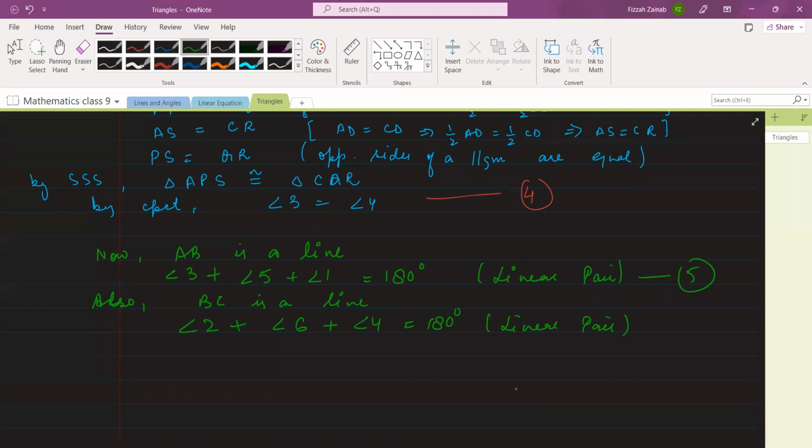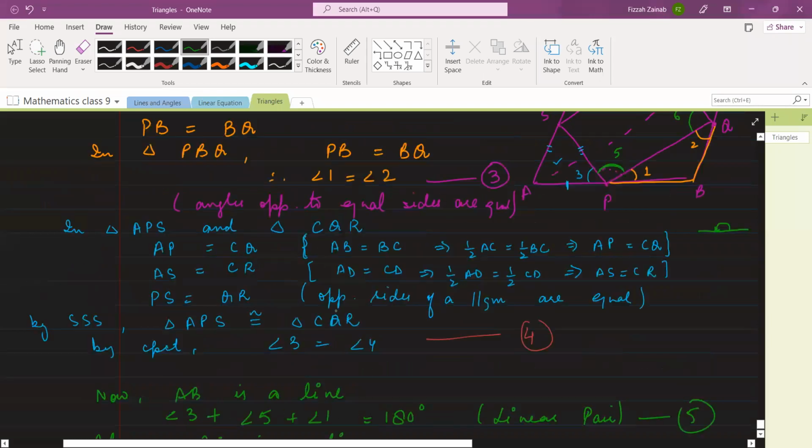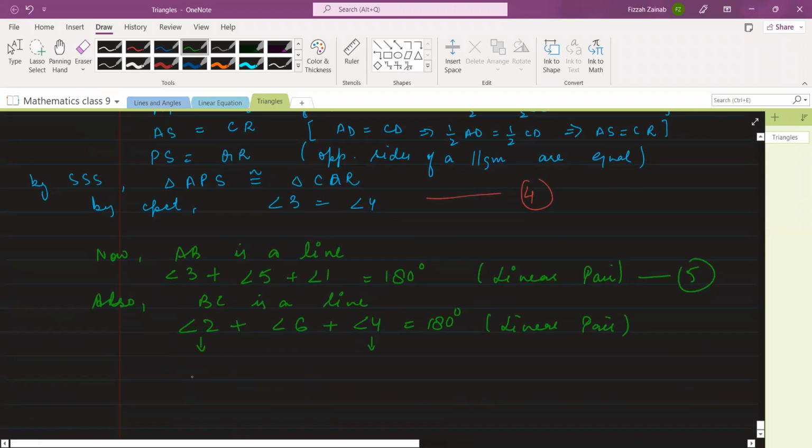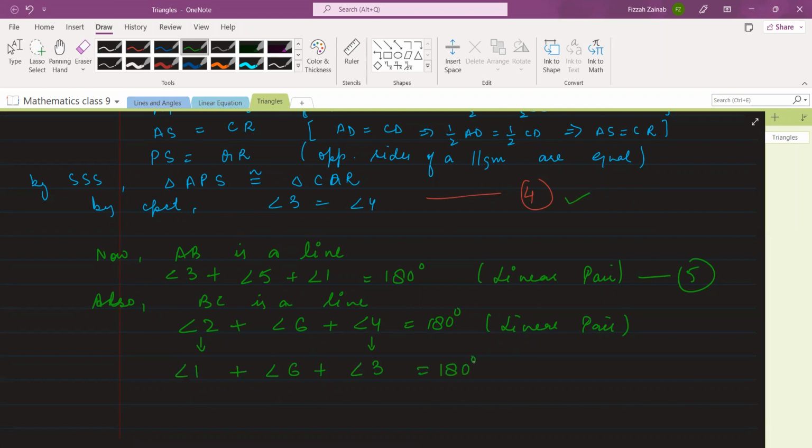Now, I want to change these two angles. So this angle I want to change and this angle I want to change. I've already shown in result number 3 that angle 2 is equal to angle 1, right? So in place of 2, I can write angle 1 plus angle 6 plus, and in result number 4, this is equal to angle 3. Is that okay? So now you can call it 6. Now if you compare 5 and 6, can you compare 5 and 6?